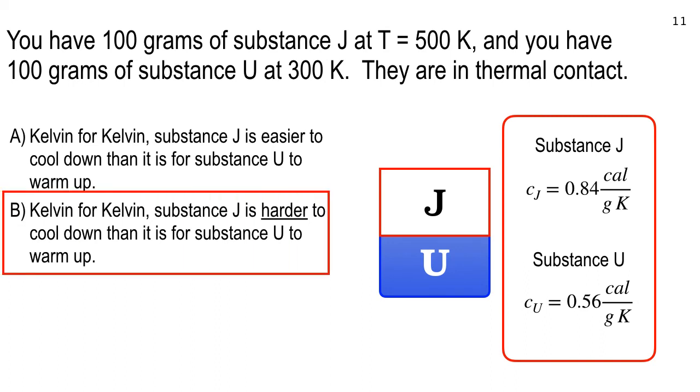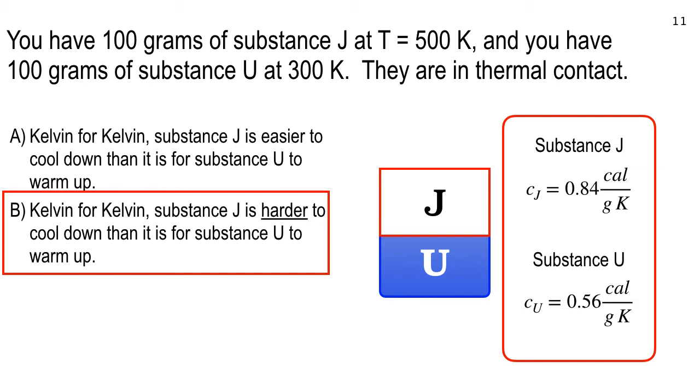Yeah, pretty good. Kelvin for Kelvin, substance J. And here's how, go ahead and write this down in your notes. The reason that this is true is you have the same amount of grams, right? And substance J has a bigger specific heat, 0.84. So every one of those grams to go up by a single Kelvin needs 0.84 calories. But substance U is a little bit easier. It only needs 0.56 to go up, or it has to lose 0.56 to go down. Substance J is going to go down, so it has to lose 0.84 calories for every gram and every Kelvin. That's what the specific heat tells you.